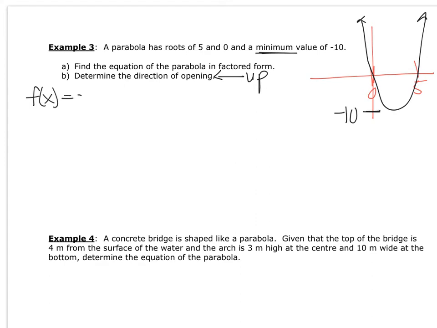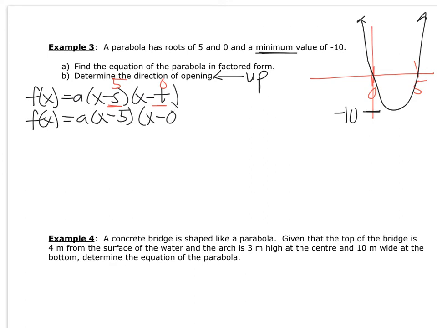f(x) equals a(x minus s)(x minus t). We have our s and we have our t because those are just the zeros. That's going to be 5 and 0. So plug that in. We've got f(x) equals a(x, copy the minus, and then put a 5. There we go. x minus 0, which is just x. So I'm just going to rewrite this as f(x) equals a(x minus 5) times x.